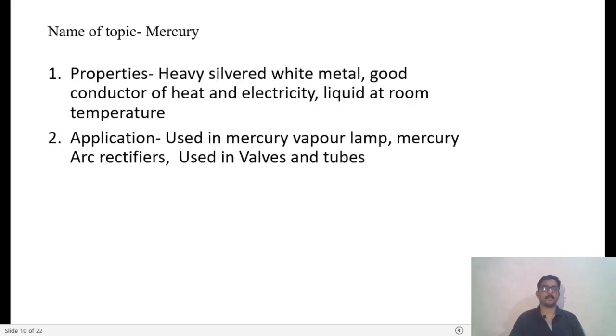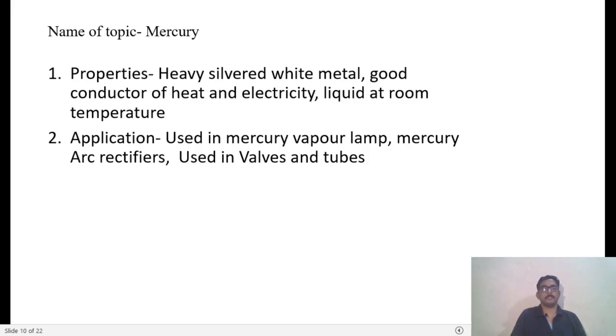Mercury. In the early days mercury was used in many different applications, but in electrical engineering it is used for arc rectifiers. After the invention of AC supply, as per the requirement of DC supply, these arc rectifiers are used to convert AC supply into DC supply.